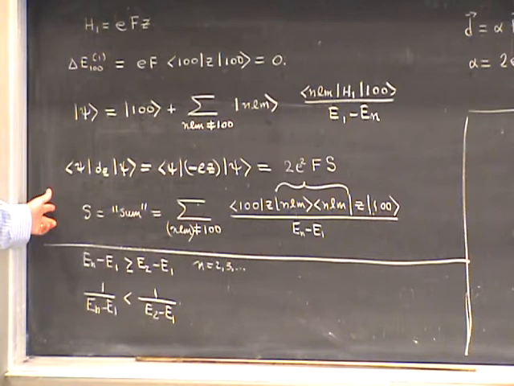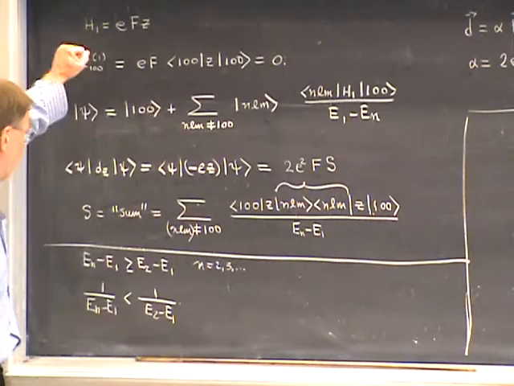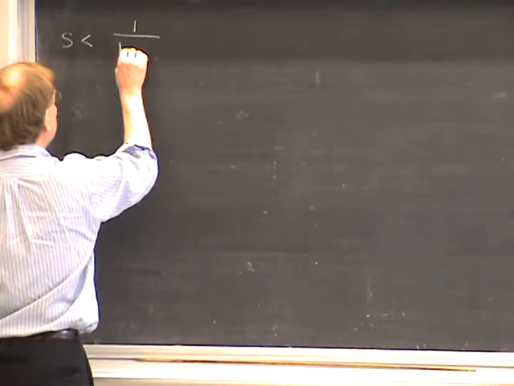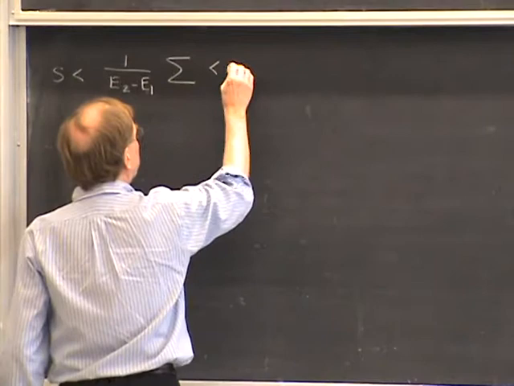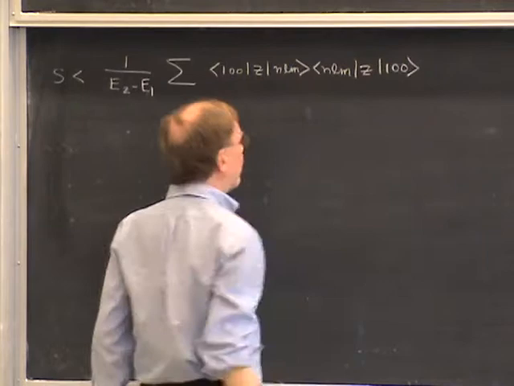And so I'm going to have to cover this up in just a moment, but it means that if I put this in, then I can get a bound on S. S will be less than the sum we get if we just replace this denominator by E2 minus E1. So there's the formula. Now I have to cover it up, and here's what we're going to get. S, the sum, is less than 1 over E2 minus E1 times the sum over these states. And then the matrix element is 1, 0, 0 with a Z in here and an NLM, and then an NLM matrix element, the same matrix element written backwards, 1, 0, 0 like this. And the denominator has been removed.